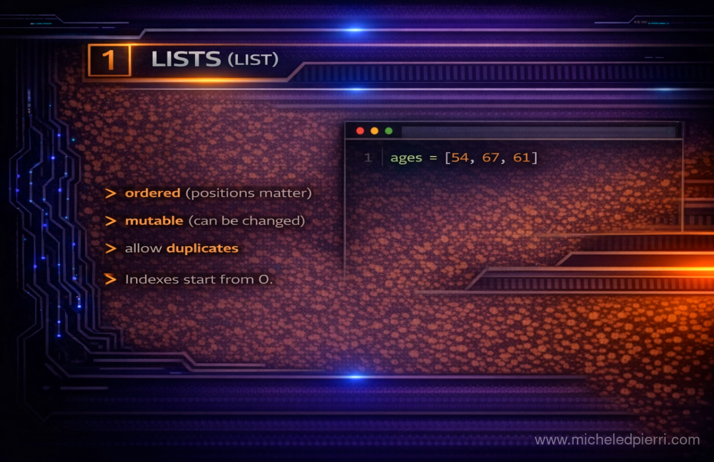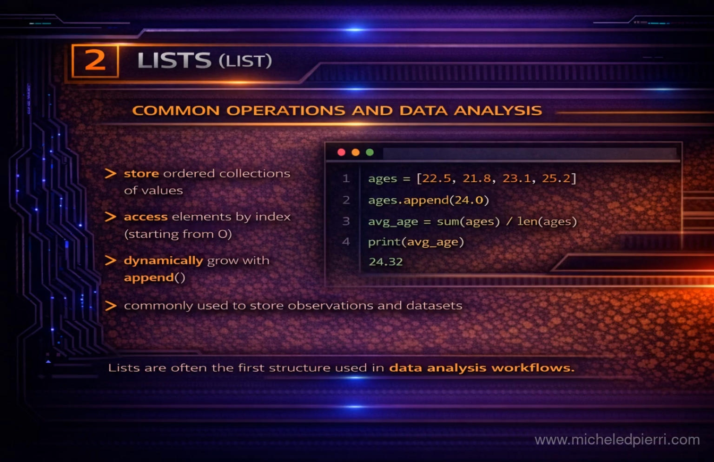Lists become really powerful when you start using them as containers for real measurements. You can build an ordered sequence of values, add new observations as they arrive, and then compute simple summaries from the whole collection. This pattern, collect values, update the collection, then aggregate, is one of the most common building blocks in data analysis. The main idea is that the list holds the dataset, and functions like sum and len let you turn that dataset into a meaningful statistic.